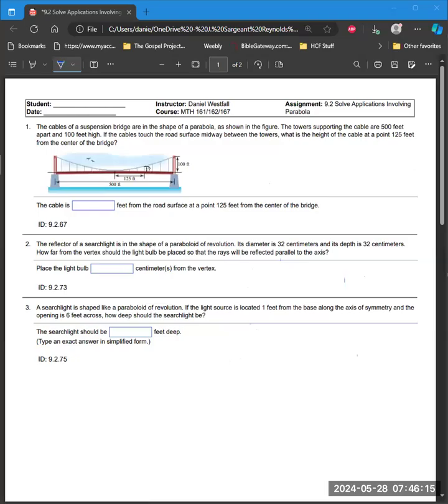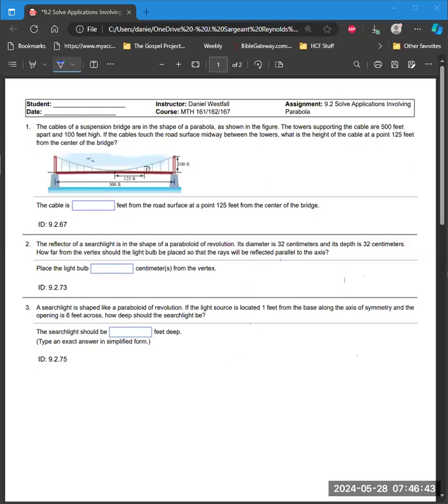In this video, we're going to solve applications involving parabolas from 9.2. Let's go ahead and look at the first problem. The cables of a suspension bridge are in the shape of a parabola as shown in the figure. The towers supporting the cables are 500 feet apart and are 100 feet high. If the cables touch the road surface midway between the towers, what is the height of the cable at a point 125 feet away from the center of the bridge?